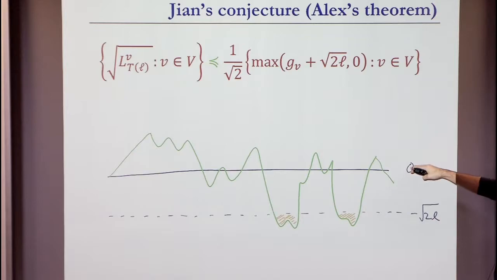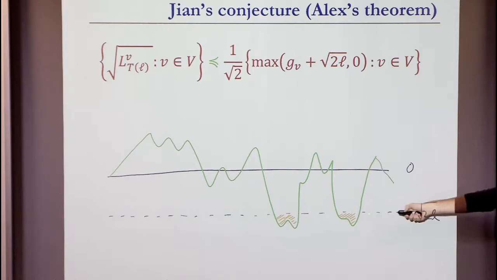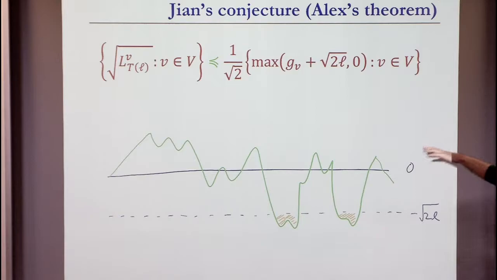This green thing is an abstract picture of the Gaussian free field. It says that if you sample from the Gaussian free field and then you look at this line minus square root 2L and you look at all of the GVs that fall below this line, then these precisely correspond to uncovered nodes of the graph. So there exists a coupling between the random walk and the Gaussian field, such that when you sample from the field, everything below the line minus square root 2L are uncovered sets of vertices in the graph.